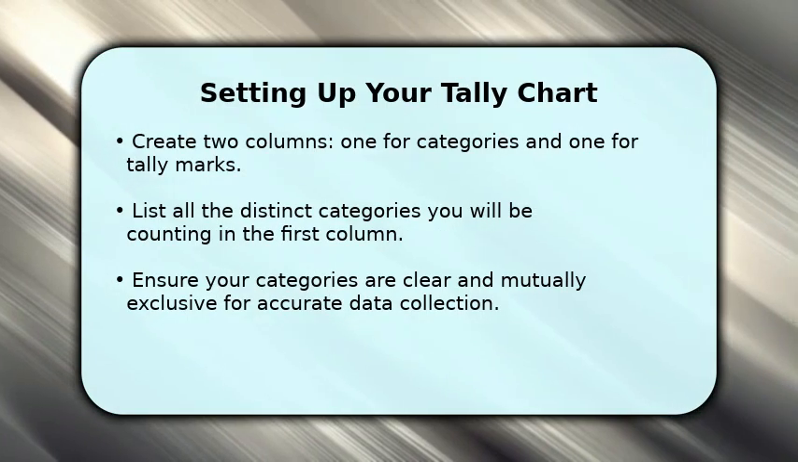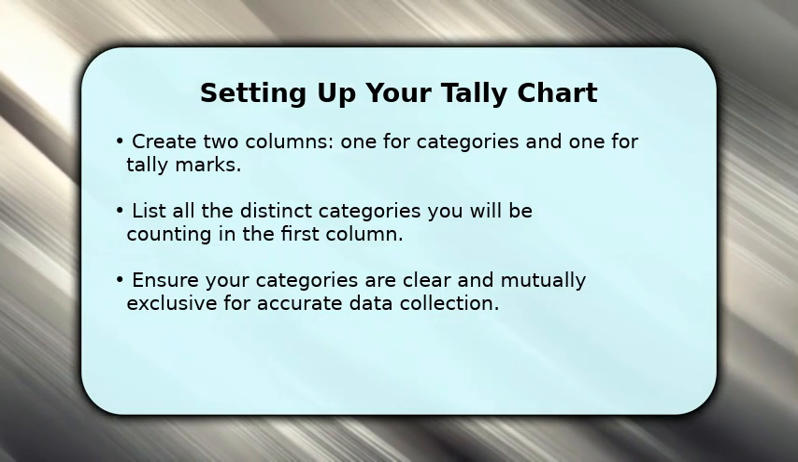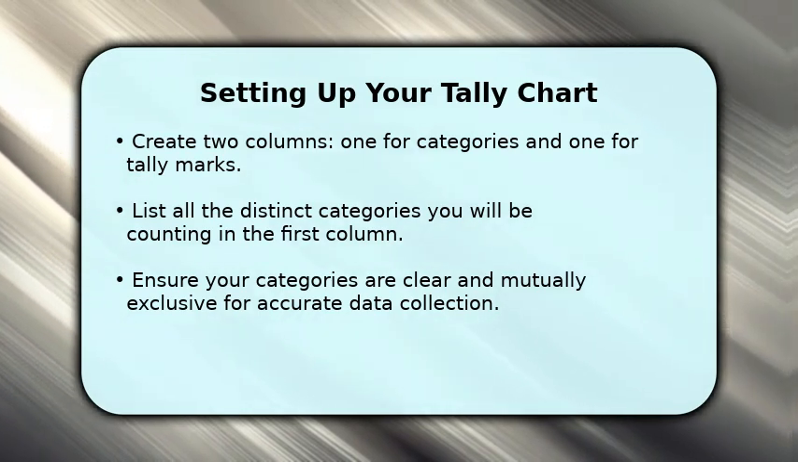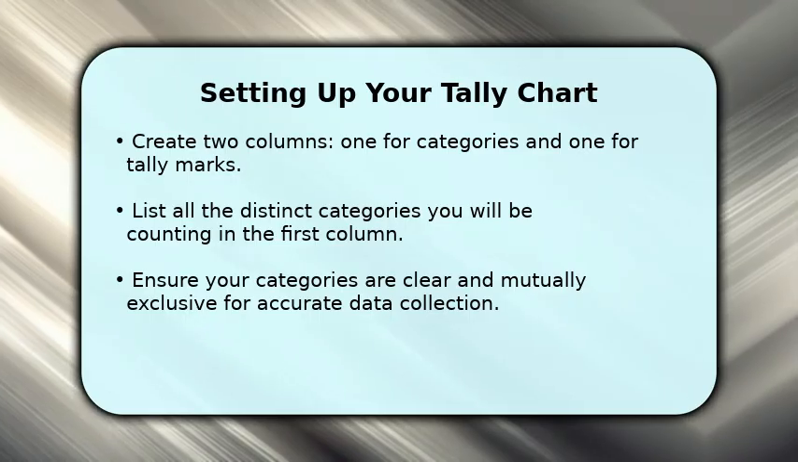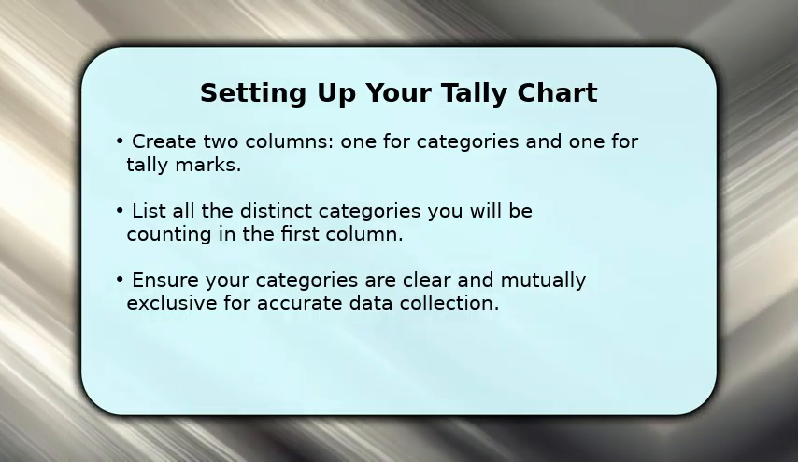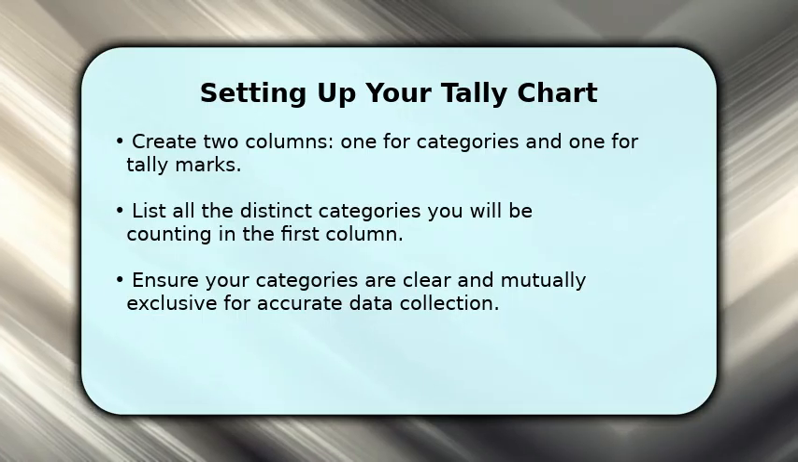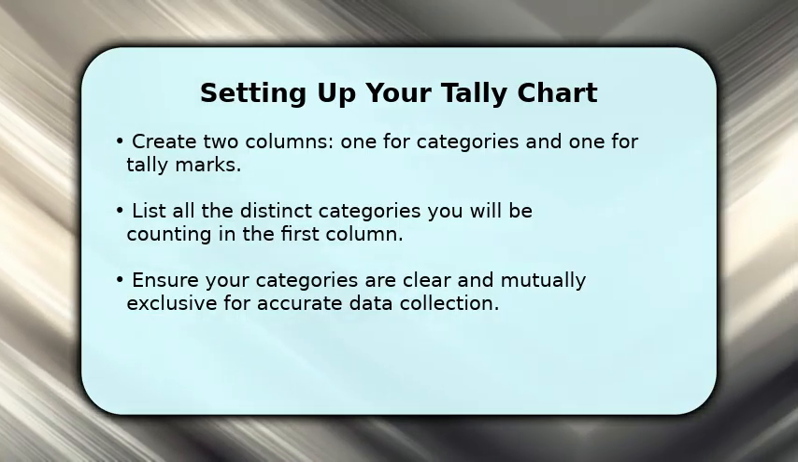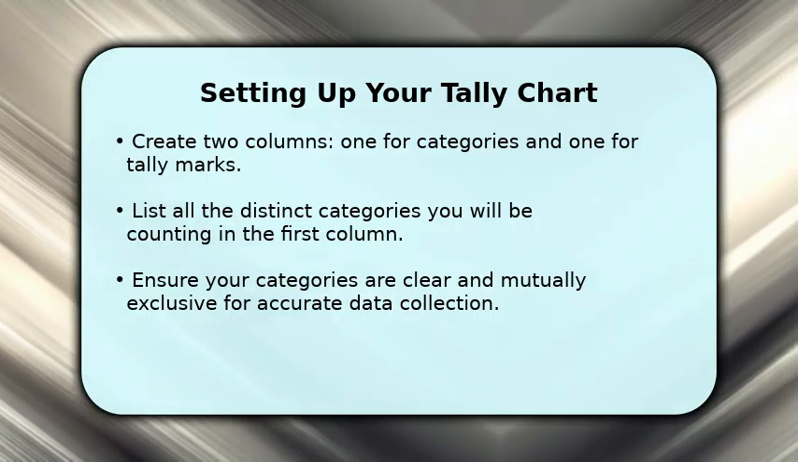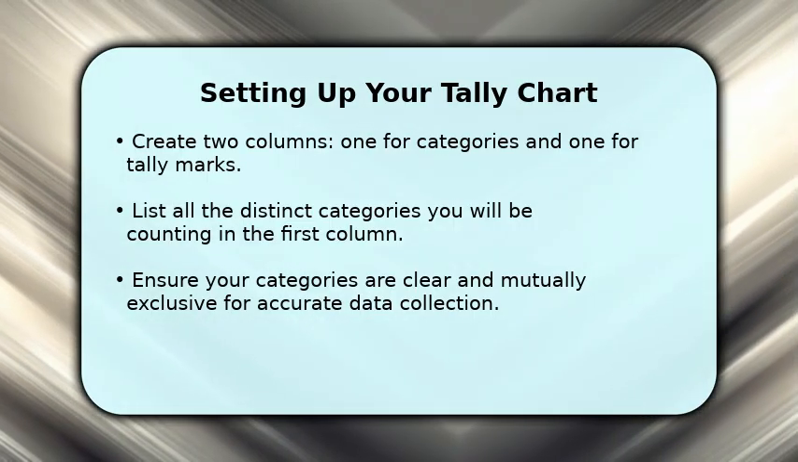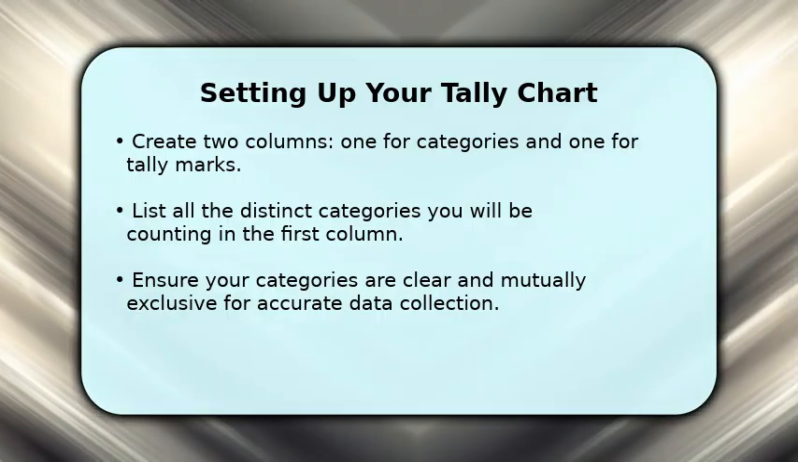Now let's prepare our tally chart. First, draw two columns on your paper or board. Label the left column categories and the right column tally marks. Under categories, list all the different items or options you'll be counting. For example, if you're counting favorite colors, your categories might be red, blue, green, and so on. This clear structure is essential for organized data collection.